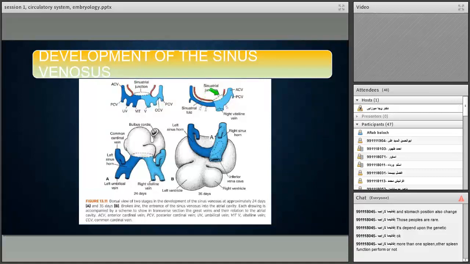But why will this happen? It is caused by the left to right shunts of the blood. It means the blood flow is shunting from the right side to the left side, and from the left side to the right side. We call that left to right shunt.